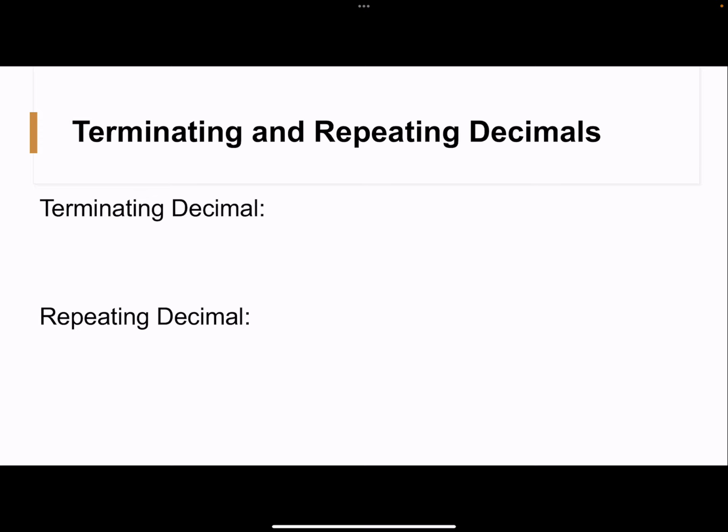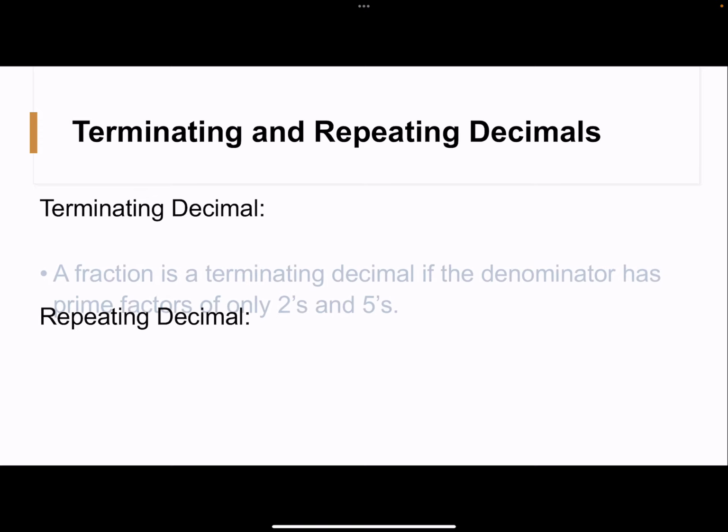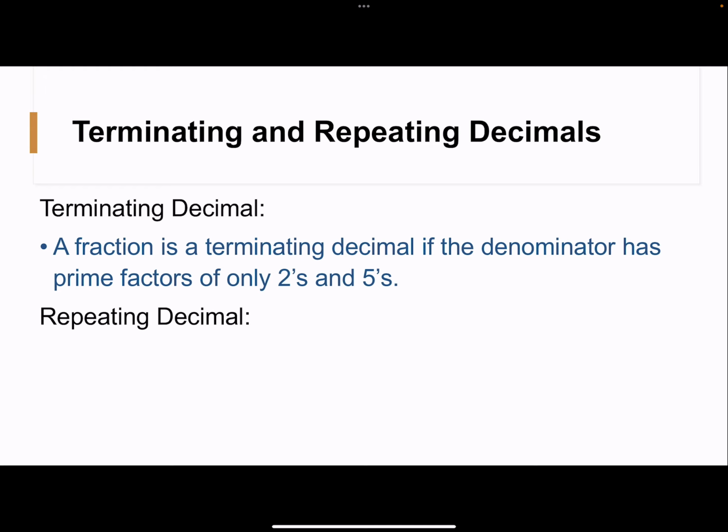Let's define terminating and repeating decimals. A terminating decimal, of course, we know is a decimal that stops. But how can we look at a fraction to determine if it's a terminating decimal or a repeating decimal? A terminating decimal is a fraction that has a denominator of prime factors of only 2 and 5.